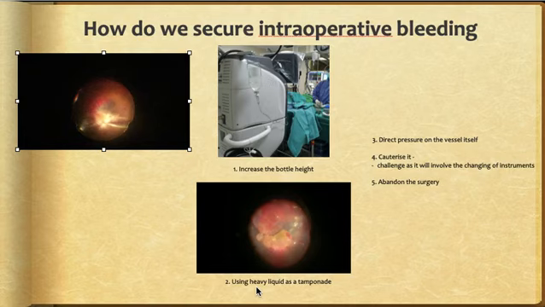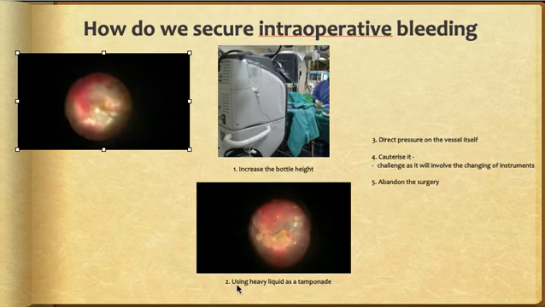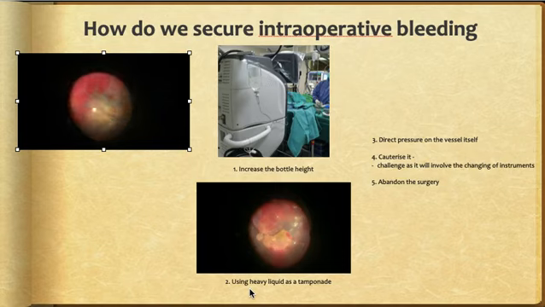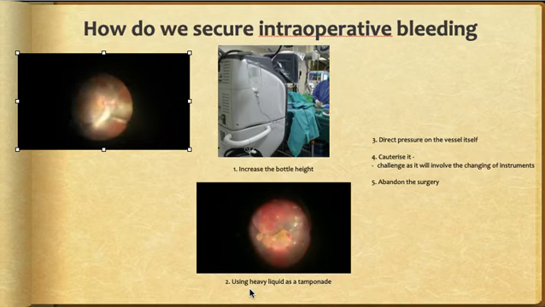Now, another way of dealing with this bleeding is by using heavy liquid as a temporary tamponade. But you have to remember, heavy liquid is an additional surgical tool, so it will increase the cost of surgery for the patient, and also adds another step of injecting the heavy liquid, and you have to remove the heavy liquid at the end of the day. So it just prolongs the duration of surgery as well.